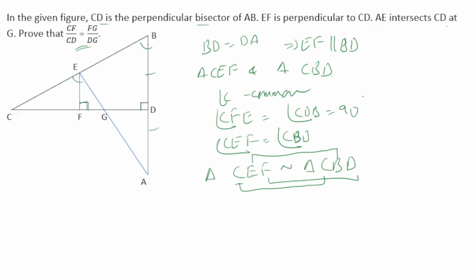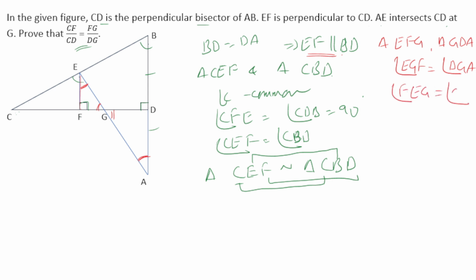And now we will compare the triangle EFG and triangle GDA. Angle EGF is equal to angle DGA. These two angles are equal because they are vertically opposite angles. And EF is parallel to BD. So angle FEG will be equal to angle GAD. Why? Both are alternate interior angles.